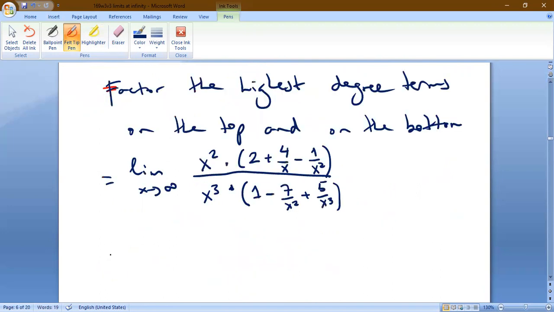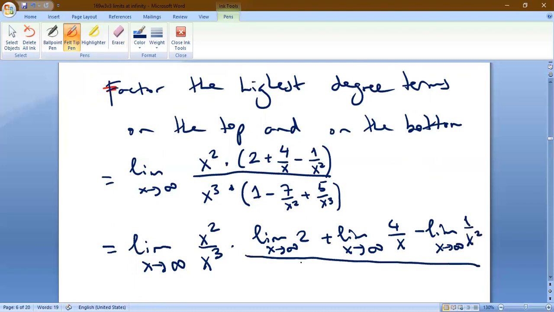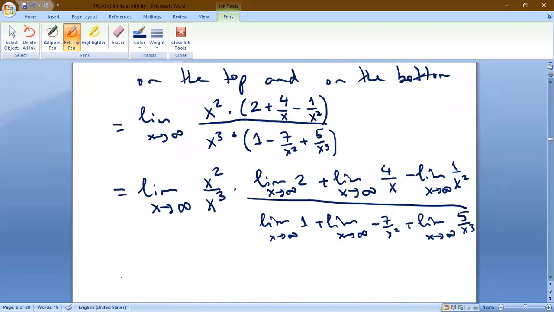And then remember the limit laws we had. You can write it this way. So I'm writing down everything, but you can write this faster, of course. So we will see what. First of all, there is a simplification for x squared and x cubed. So that's going to be the limit as x goes to infinity of 1 over x.